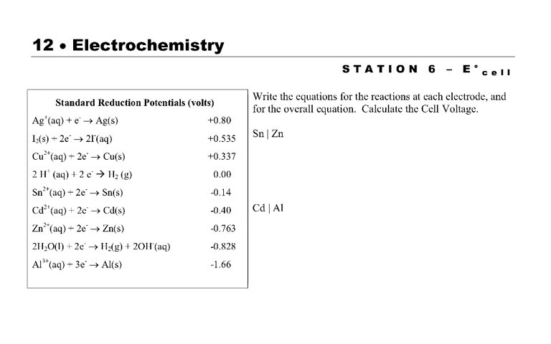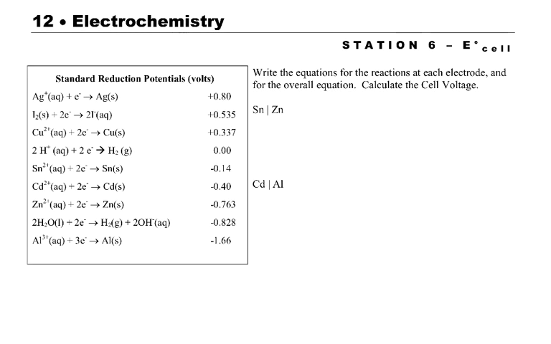Okay, number 6. Write the equations for the reactions at each electrode and for the overall reaction. So we're just doing the same thing we did before. Tin and zinc, let's find those. So Sn and Zn. Here's tin and here is zinc.